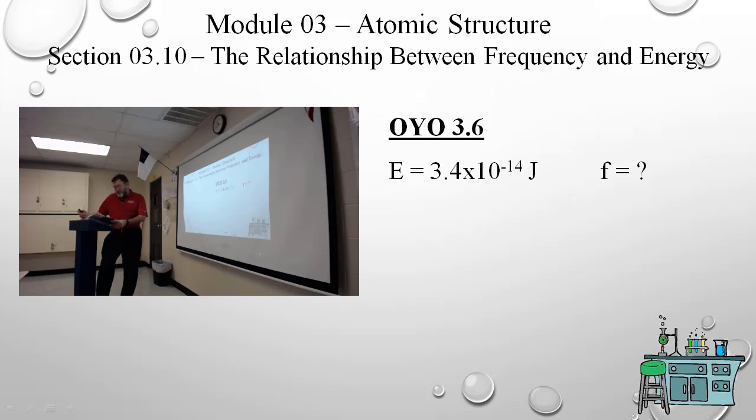On your own, 3.6 says, if a light wave has energy of 3.4 times 10 to the negative 14th joules, what is its frequency? Okay. Do you see that we're kind of working the problem backwards now? Rather than driving towards energy, now we're taking energy and driving back towards either frequency or wavelength.